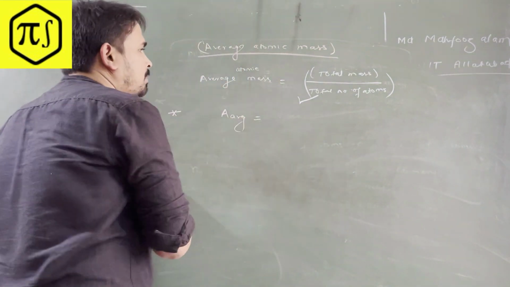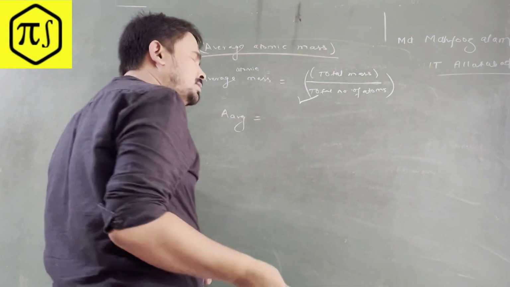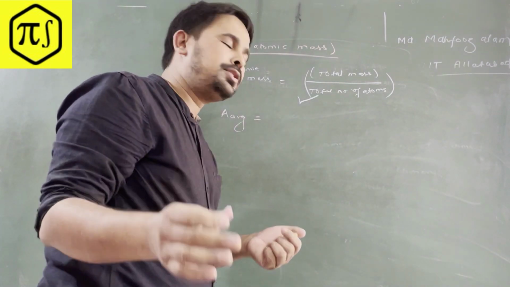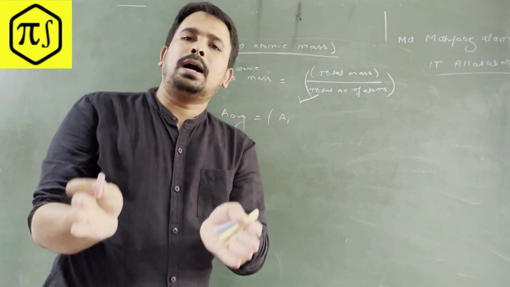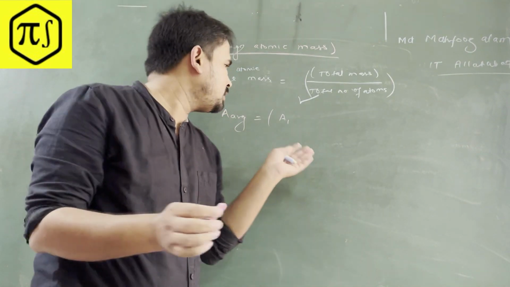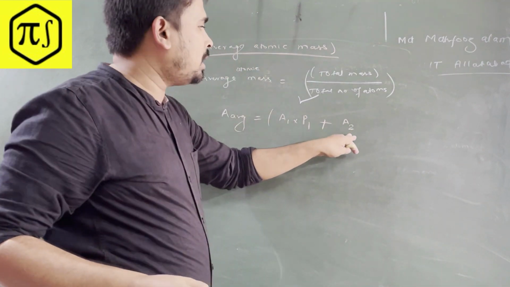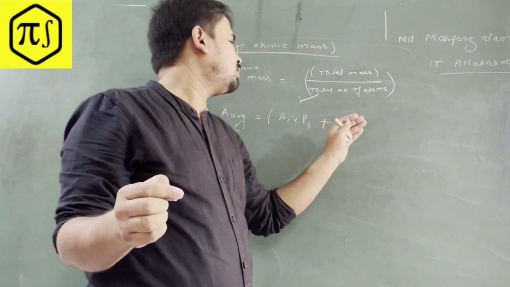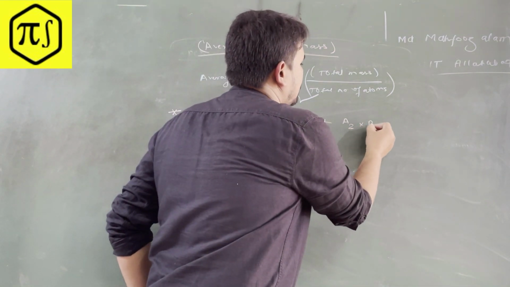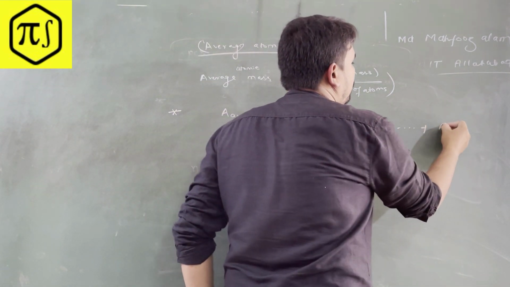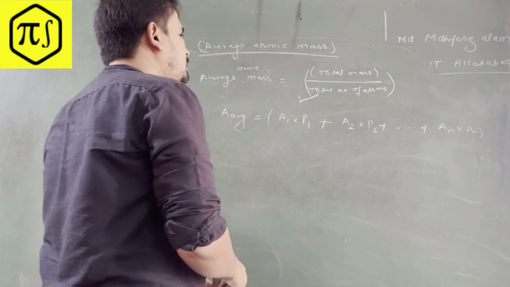So average atomic mass is total mass by total number. Now here in terms of percentage occurrence, we are talking this way: A1, the atomic mass of the first isotope, into its percentage occurrence P1, plus A2, the atomic mass, not average, here we are talking about individual atoms, of the second isotope into its percentage occurrence, plus dot dot dot. If you have n isotopes, then up to n.